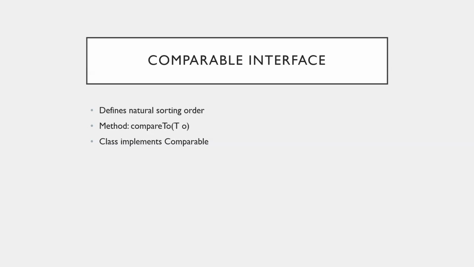The Comparable interface defines the natural sorting order. It implements the compareTo method, and the class itself implements Comparable. So the Comparable interface is used within the class itself. There are many classes in Java that use the Comparable interface. And what they mean by natural sorting order is basically how we as humans would sort things. It's intuitive, it's inherent to the class.